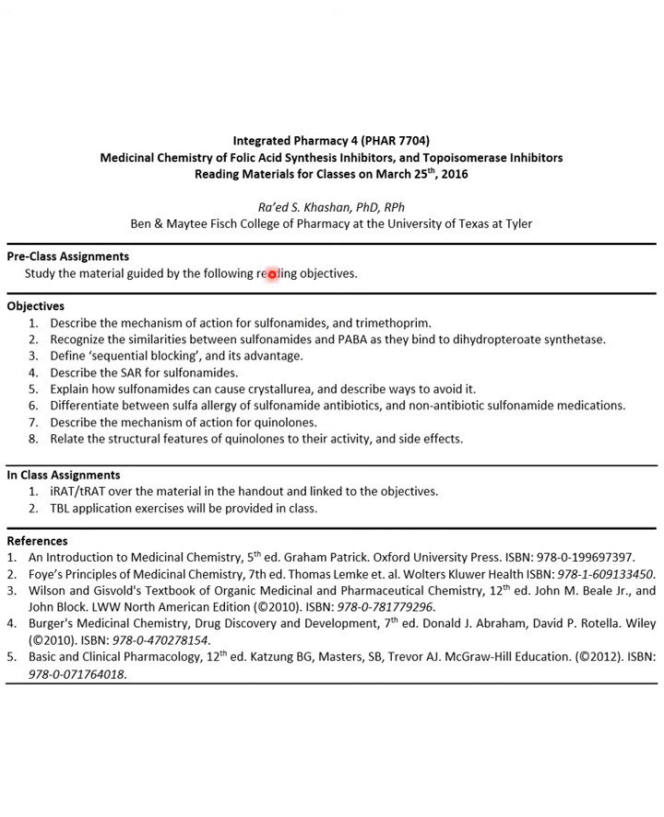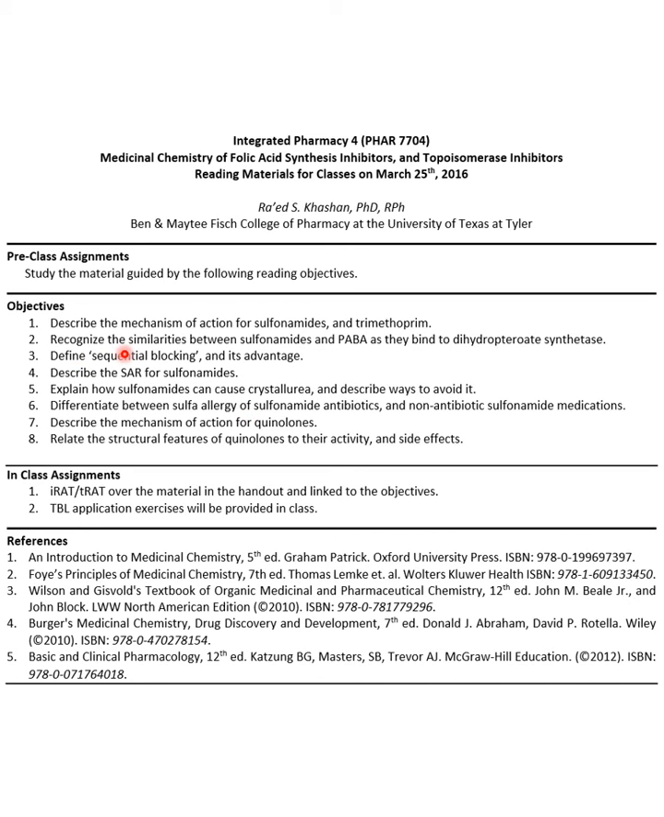Hello everyone, today we'll talk about the medicinal chemistry of folic acid synthesis inhibitors as well as the topoisomerase inhibitors such as the quinolones. Examples of the folic acid synthesis inhibitors are the sulfonamides and trimethoprim. Anything that I add here is just optional for you. You'll only be responsible for the notes.